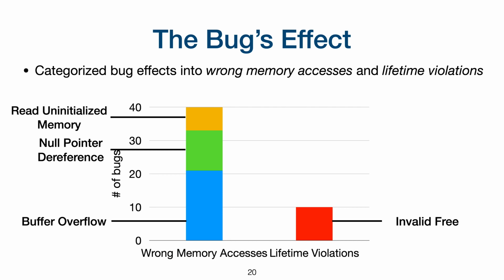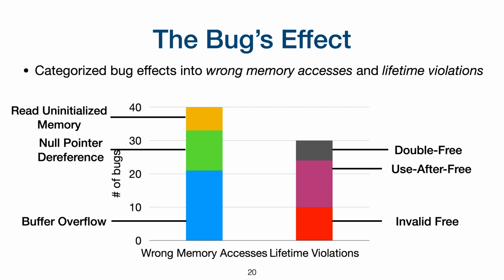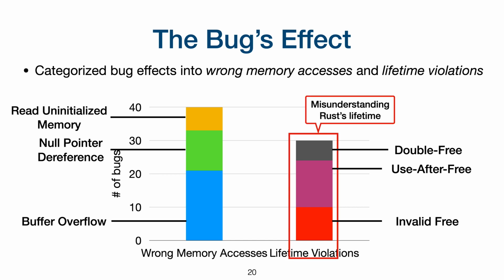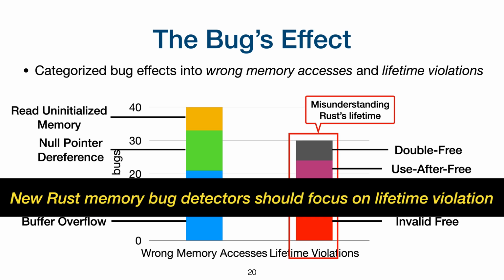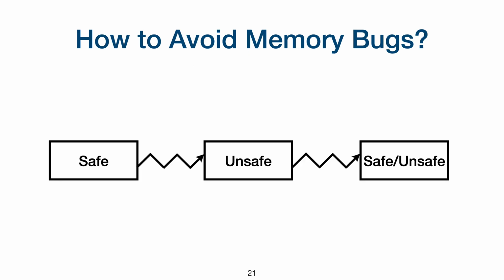Lifetime violations include invalid-free, use-after-free, and double-free. These bugs are caused by the misunderstanding of Rust lifetime rules. Since they are unique to Rust, we believe that new bug detectors are needed for Rust. Other than advice for bug detectors, we also make some suggestions to programmers on how to avoid memory bugs.